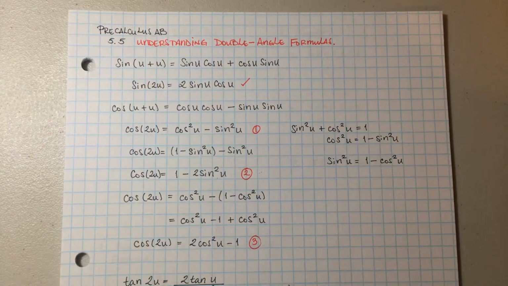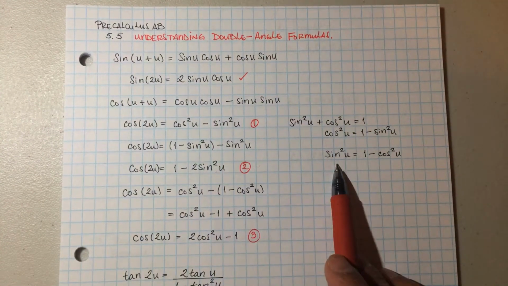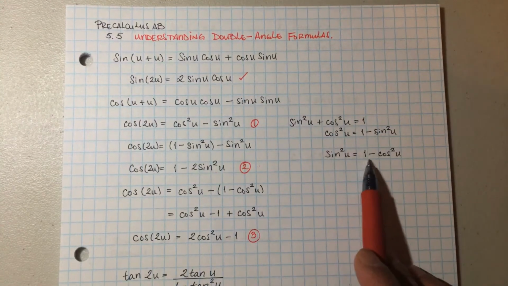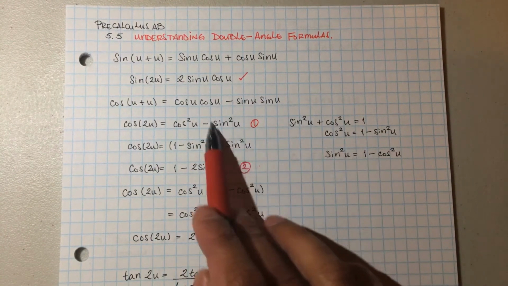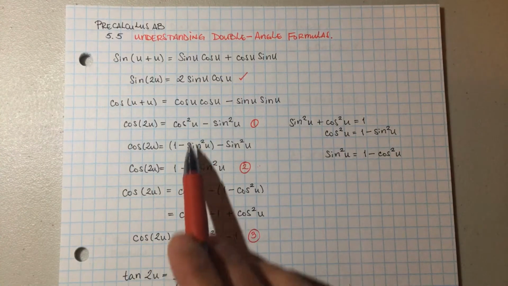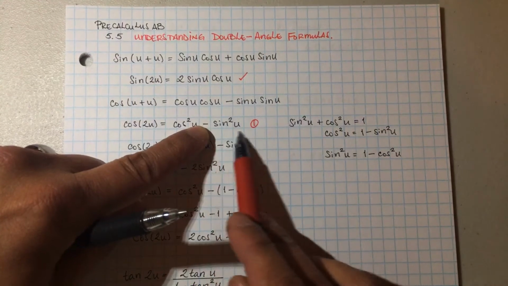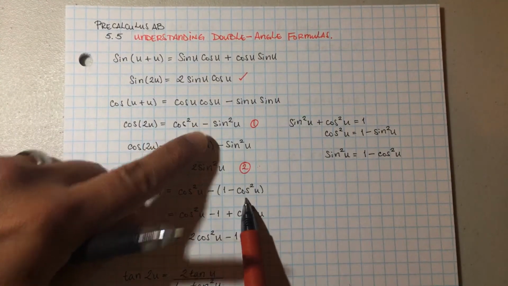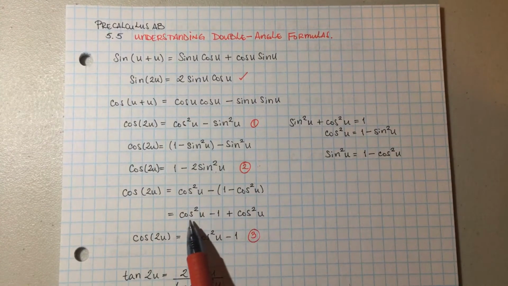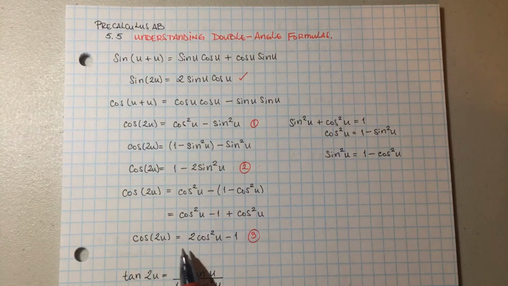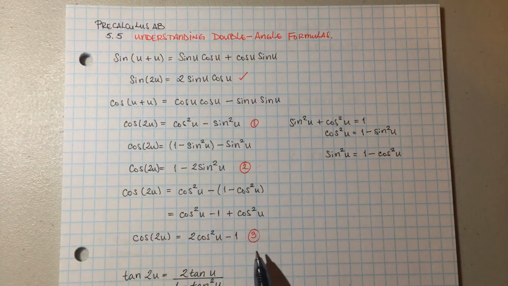And then we do the same thing with sine. Sine squared, I bring this across, becomes 1 minus cosine squared of u. So this gets plugged in right here. So that becomes cosine squared of u minus, and then instead of cosine squared, you put 1 minus cosine squared of u. Distribute that negative, and then you end up with cosine squared plus cosine squared, which gives you 2 cosine squared of u minus 1. So that's a third one.